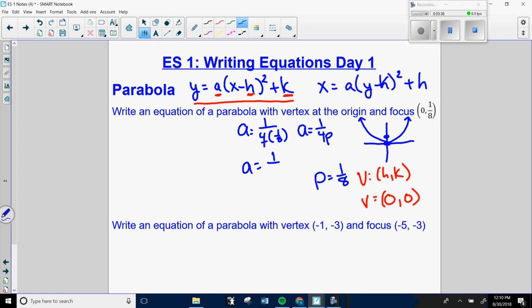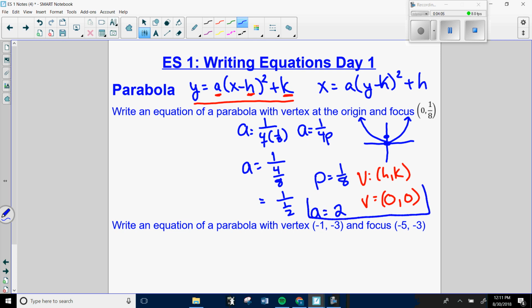So this becomes 1 divided by 4/8. Well, 1 divided by 4/8 is the same thing as 1 divided by 1/2. When we divide fractions, it's the same as multiplying by the reciprocal. So my a value in this case is going to be 2. We multiply by the reciprocal of 1/2, and the reciprocal of 1/2 is 2. So my a value is 2.